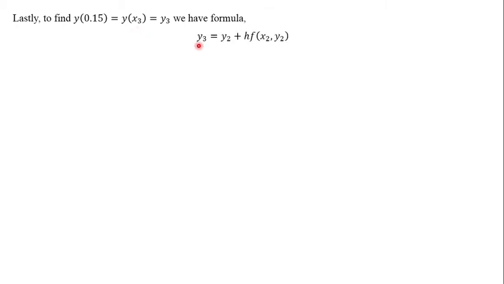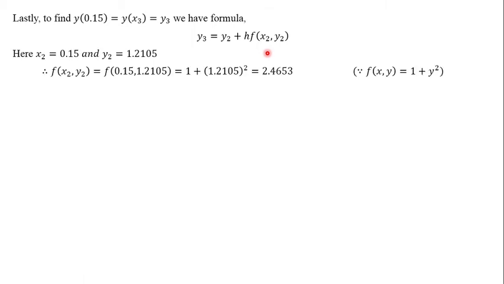Again the formula is y3 is y2 plus h f at (x2, y2). Now here x2 is 0.1 and y2 is 1.2105. So here we have to find f at (x2, y2), as we have done. f of (x, y) is 1 plus y square. Just replace y by y2. So you will get, it is 2.4653.